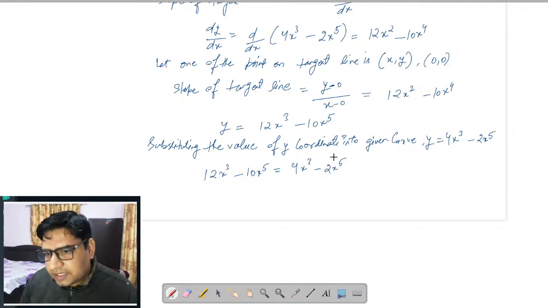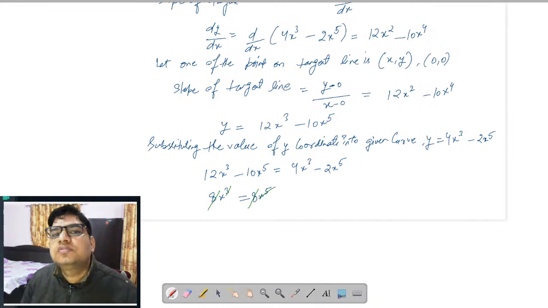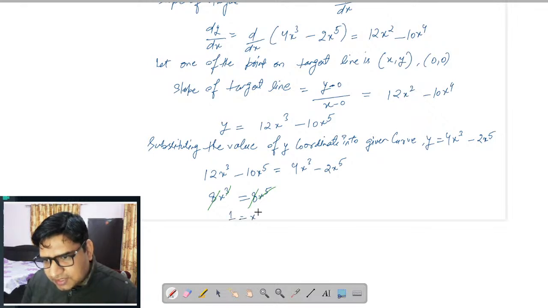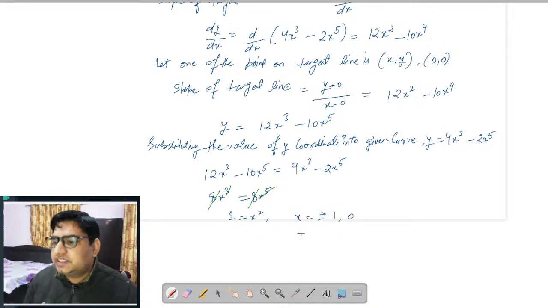Okay, and if we try to solve this, it will be 8x cube is equal to 8x power 5, and from here we can see that 8 will get eliminated, and this will be x square is equal to 1. So x is equal to, this is 1 and this is x square. So we got the values of x as plus minus 1 and one more as 0. So these are the three points.